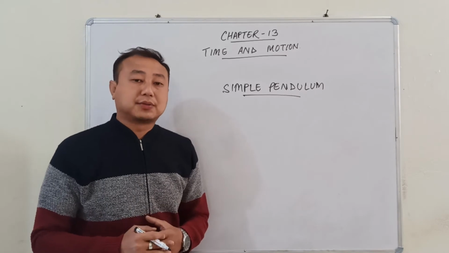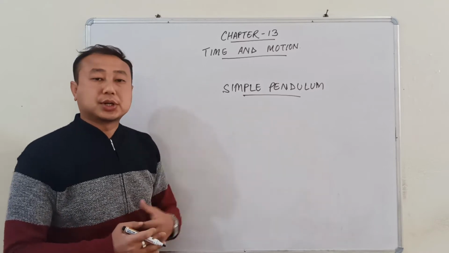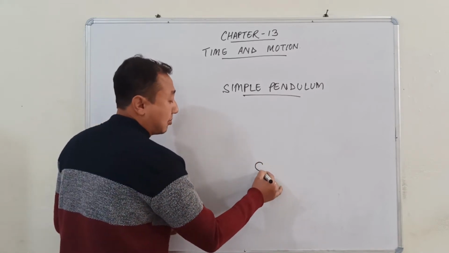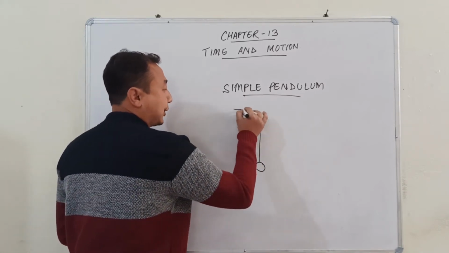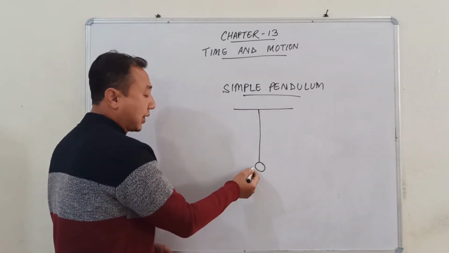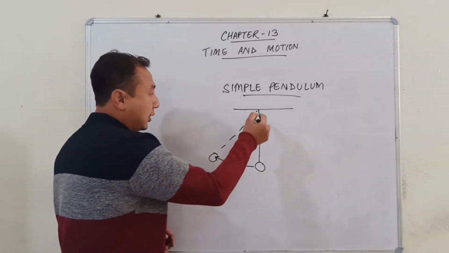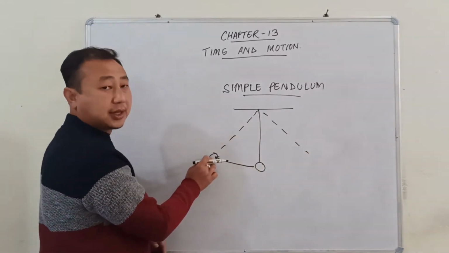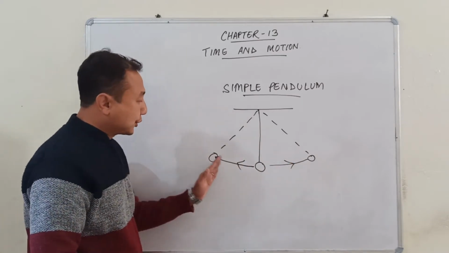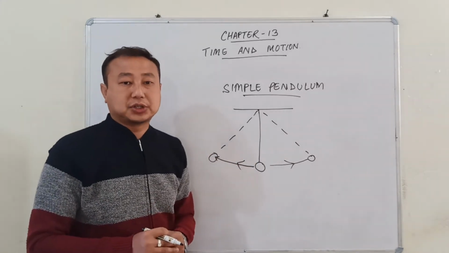The invention of the modern devices for measuring time, like the watch and clock, starts with the invention of the simple pendulum. Simple pendulum is a simple device having a mass tied with a string which is hanged at a particular support. When we bring this mass to this position and release it, it will go up to a certain height which is equal to the height that we brought it up to, and it starts oscillating to and fro.